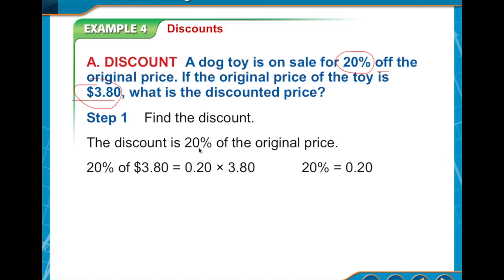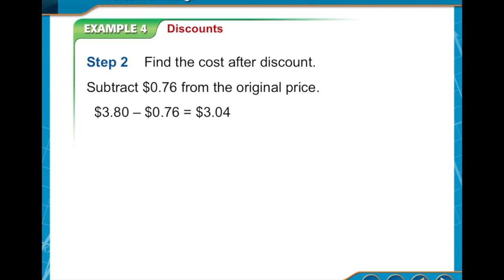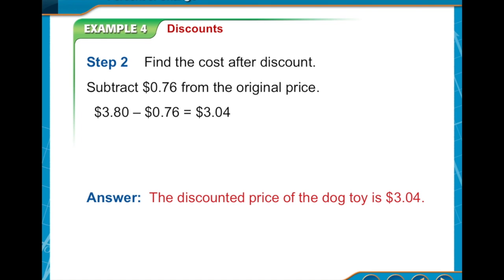20% as a decimal, move it over, 1, 2, is just 0.2. 0.2 times 3.80 gives us 76 cents. So our decrease is 76 cents, that's our change, and we know it's going down. So now to find that final amount, we take our original, $3.80, and take away 76 cents. We do that subtraction and we get $3.04. That is our final amount with that discount. So the discounted price of the dog toy is $3.04. Just 2 steps.